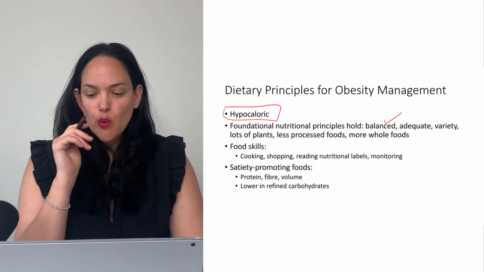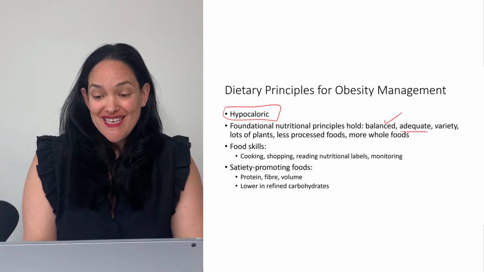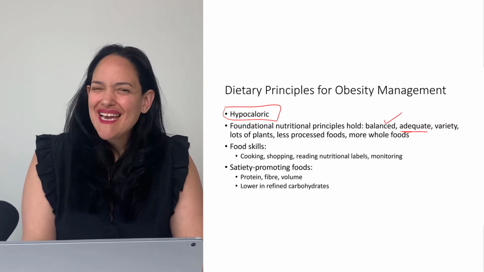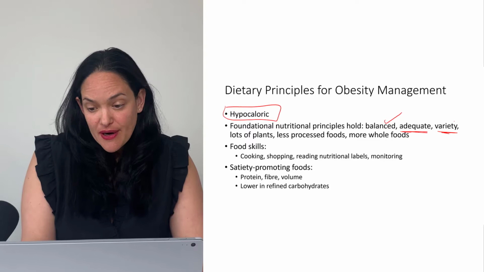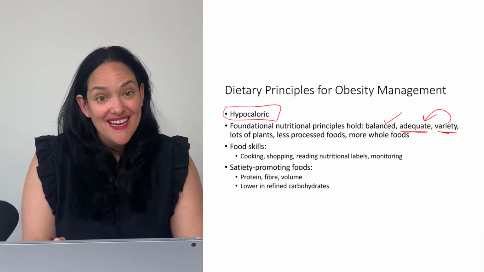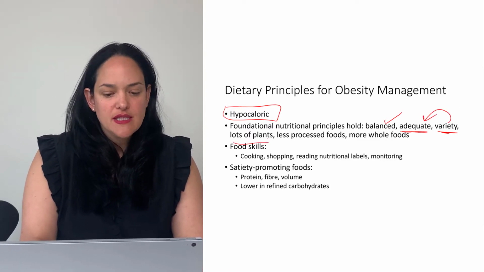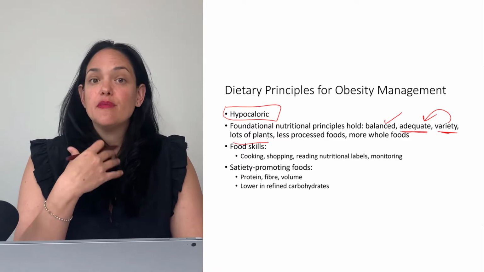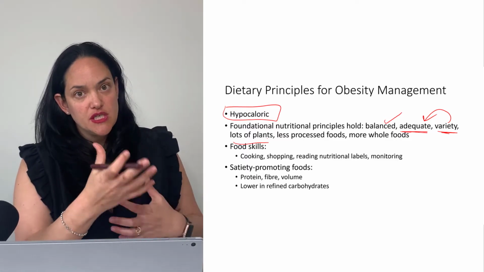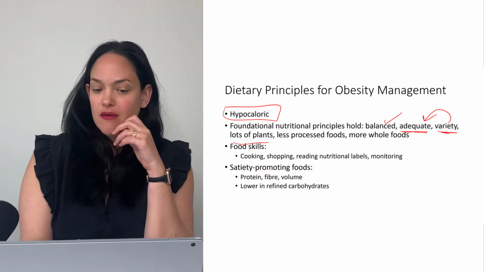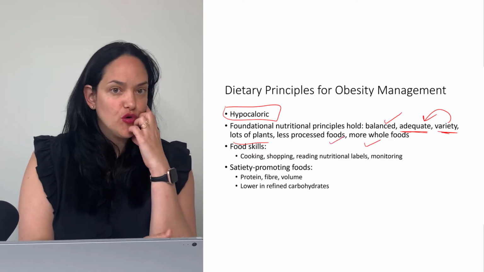That's usually what we work within. We want to make sure they're getting enough of what they need. Again, micronutrient deficiencies might be more common in obesity. Having a variety of food to make sure that the diet is adequate as well. Lots of plants, because plants are full of fiber and phytochemicals, both of which have potential disease-reducing properties. Less processed food, more whole foods.